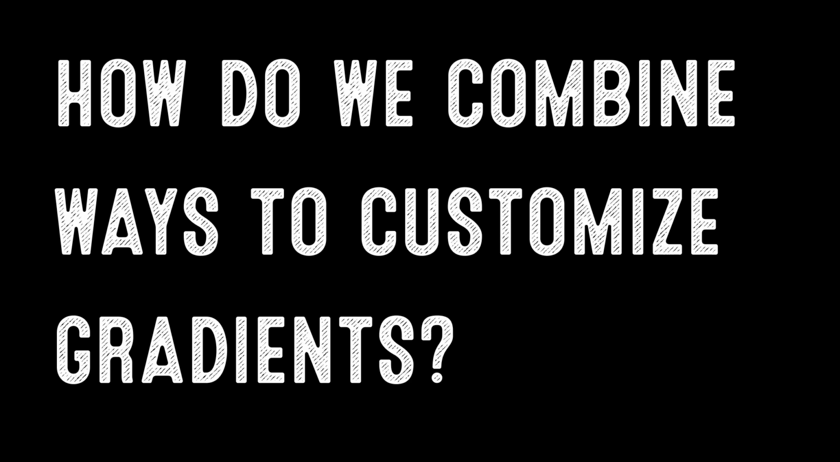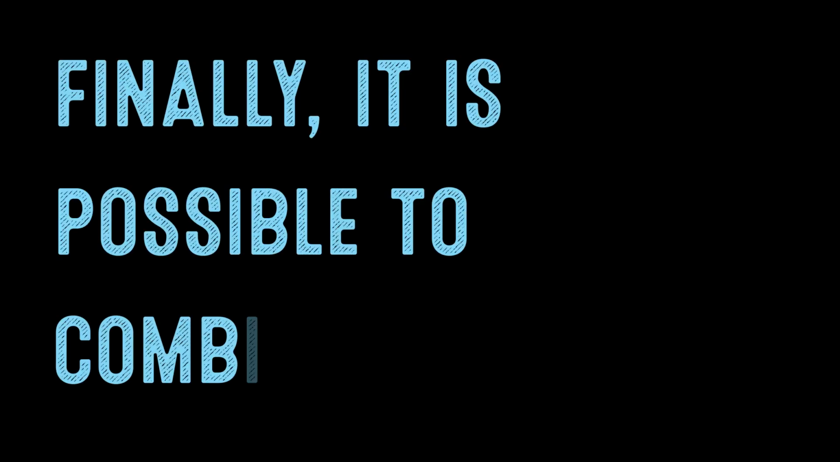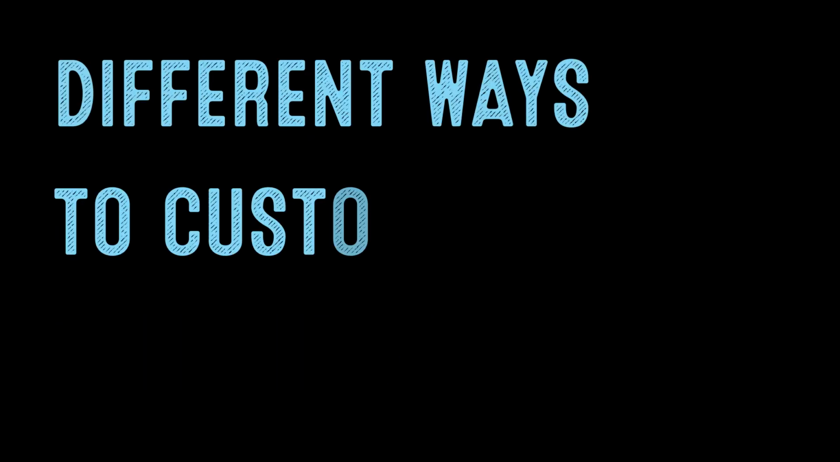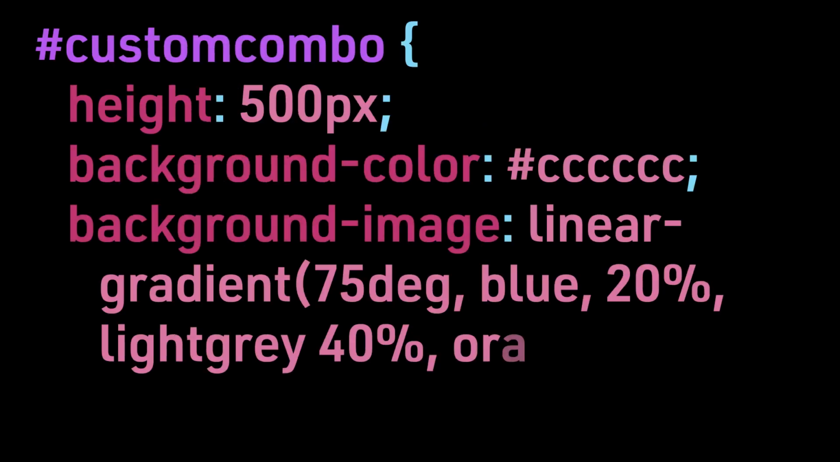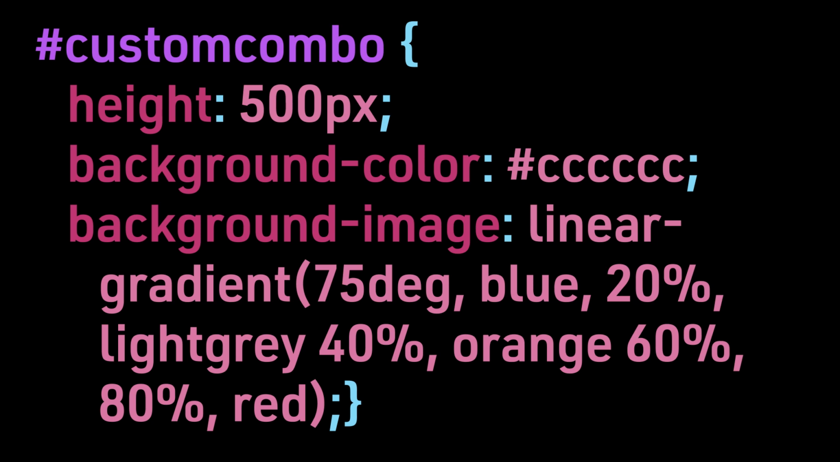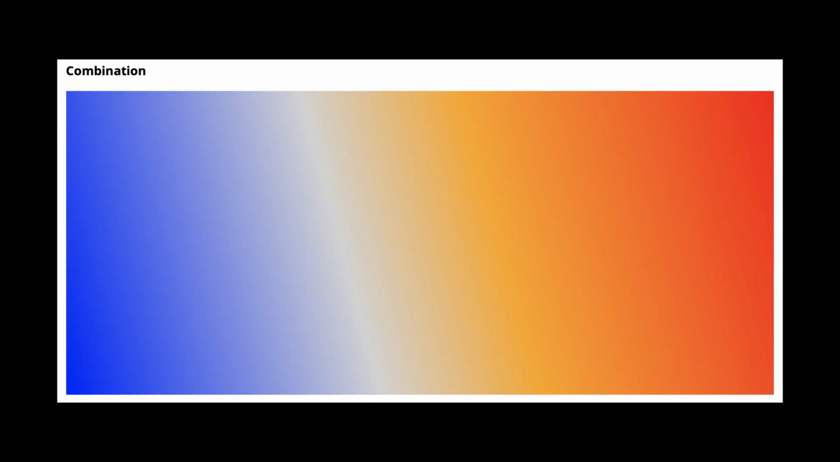the transition changes. How do we combine ways to customize gradients? Finally, it is possible to combine the different ways to customize our gradient. Here we have combined a change in direction using an angle, and we have added color hints and color stops.